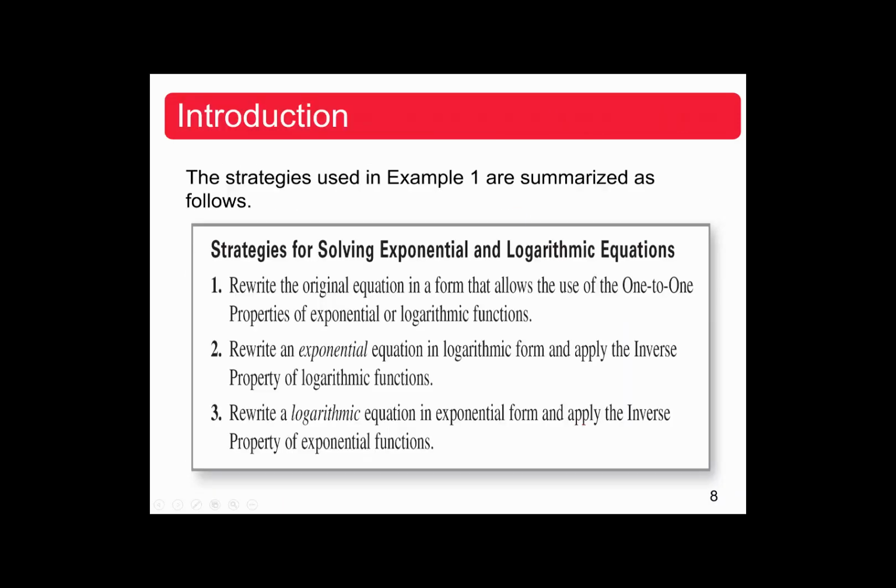So the strategies used in example 1 are summarized here. Rewrite the original equation in a form that allows us to use the one-to-one property. Or rewrite the exponential equation in logarithm form and apply the inverse property of the logarithm function. Or rewrite the logarithm equation in exponential form and then apply the inverse property of the exponential function. So three different approaches. Just be flexible about it. Whichever renders the solution, you go for it.